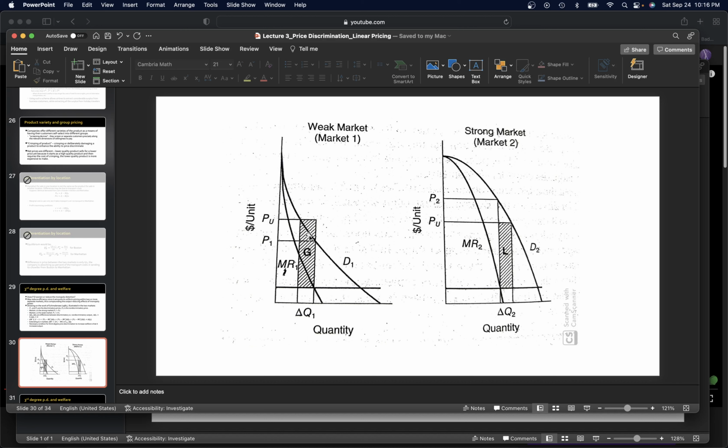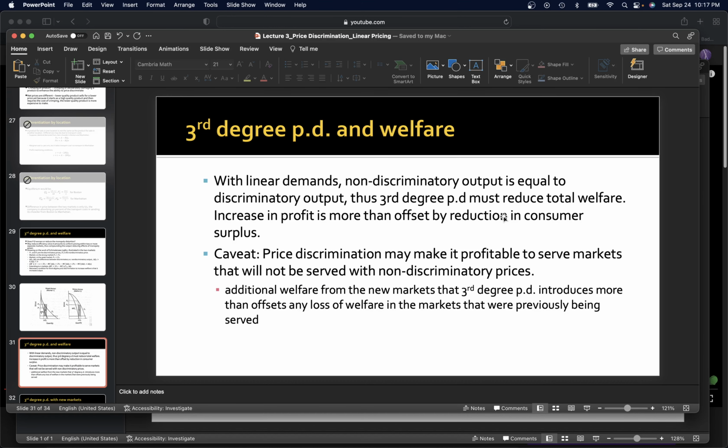If you knew what the demand curves were, you would, for example, not include this upper area here. You would just do the area under the demand curve above the marginal cost line. And in the strong market case, you would include this and you would include this triangle here. Okay, you would have an exact measure of the welfare loss or gain from a move from uniform pricing to discriminatory pricing.